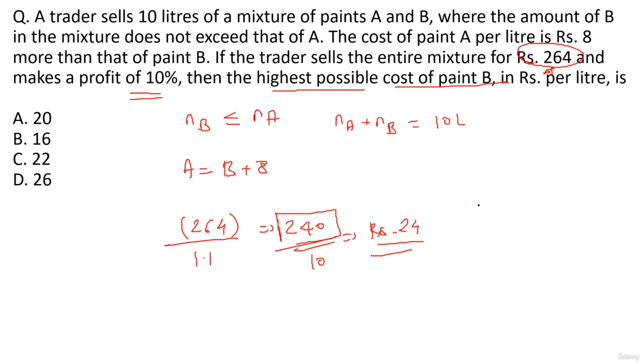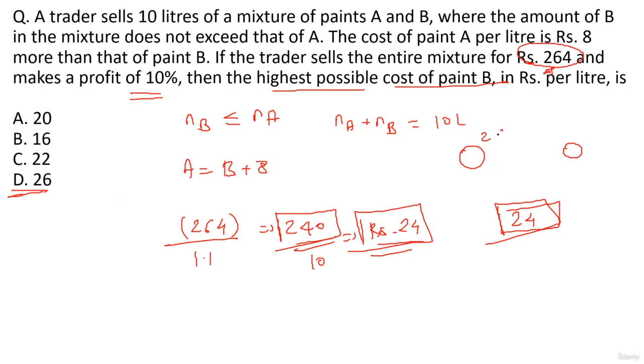Now what we do is we use the best way to solve the question using the options. We are supposed to find the highest possible cost of paint B. Now realize the weighted average of these two costs is 24. So 24 should lie between the prices of A and B, right? So let's look at the D option. In the D option, the cost of mixture B is 26 rupees, A is 8 rupees more, which is 34. This is not possible, right? 24 does not lie between 26 and 34. So D option is ruled out.